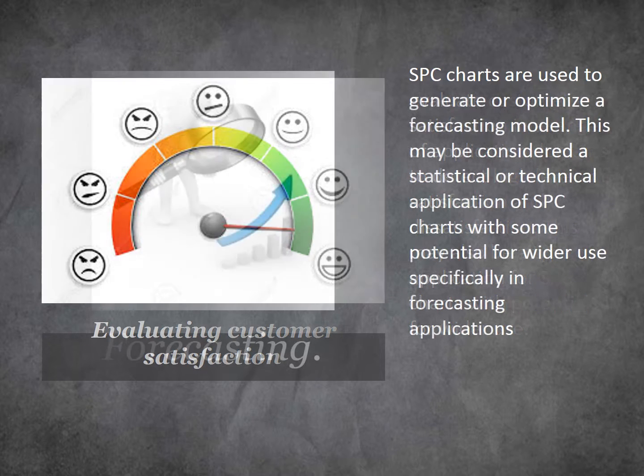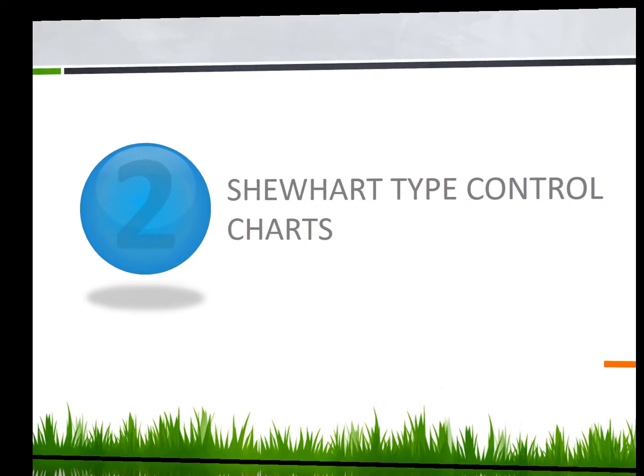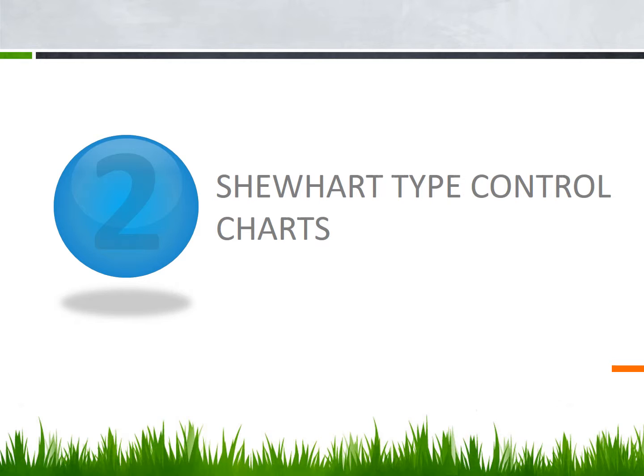And the last one is forecasting. SPC charts are used to generate or optimize a forecasting model. This may be considered a statistical or technical application of SPC charts with some potential for wider use, specifically in forecasting applications. Now we move on to the next chapter of our presentation, Shewhart type control charts.